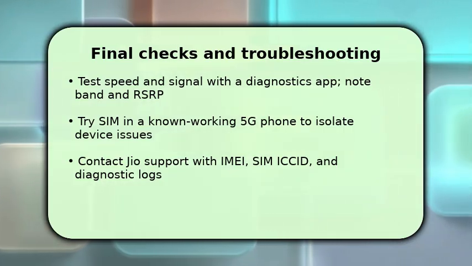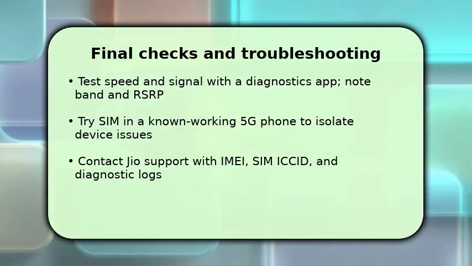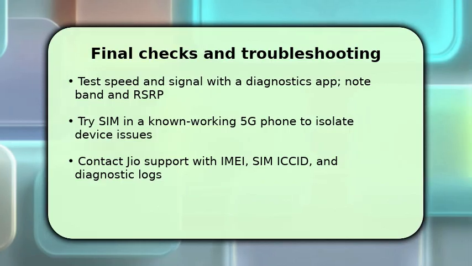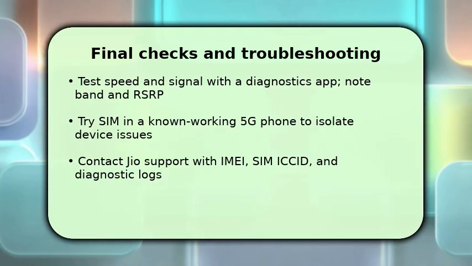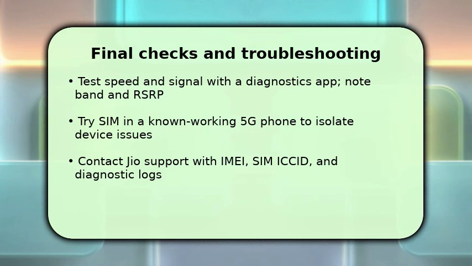If results are inconsistent, try the Jio SIM in another confirmed 5G phone to isolate whether the issue is the device. If it persists, contact Jio support and provide IMEI, SIM ICSID, and your diagnostic logs. This lets the operator check provisioning and tower side issues quickly.